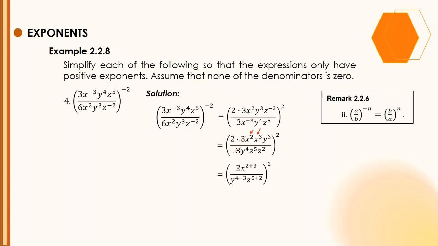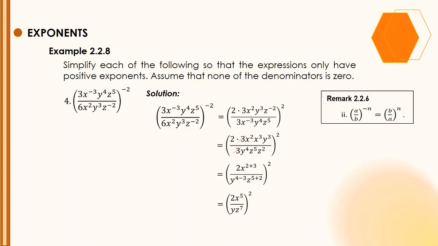So, yung x, gagamitan natin ng product rule. So, copy the base, add the exponent. Kaya, yung x natin dito is x to the power of 2 plus 3. Yung y naman is meron sa taas at saka sa baba, bali division. So, that will be y to the power of 4 minus 3. Yung z is lahat na sa baba, so multiplication. So, that will be z to the power of 5 plus 2. So, this equation is equal to this one. So, that is 2x to the power of 5 over y z to the power of 7 quantity squared.